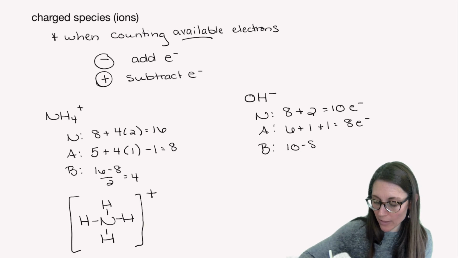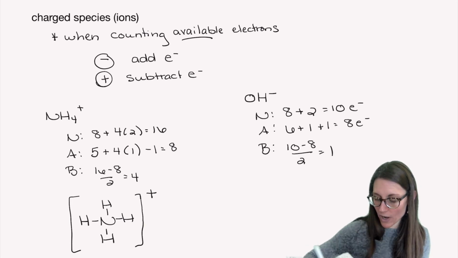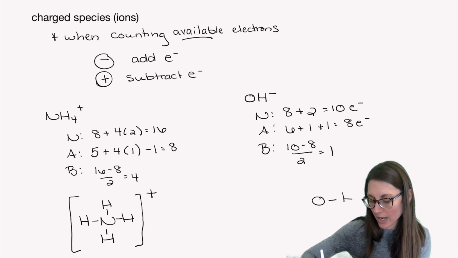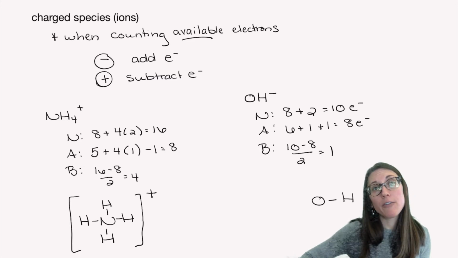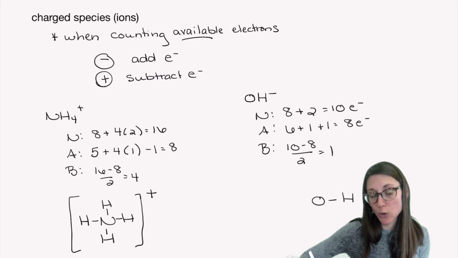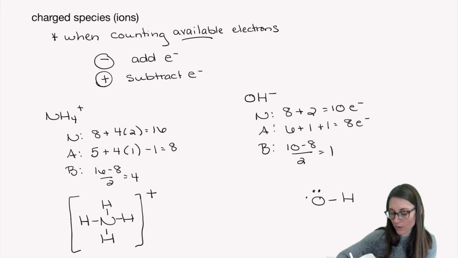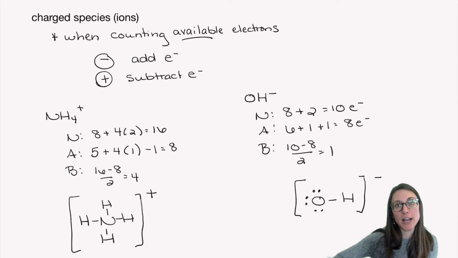And then when I look at my bonds, that means I need 1 bond. Oxygen to hydrogen, there's that 1 bond. Filling in the valence, hydrogen has its 2 from the bond. 3, 4, 5, 6, 7, 8 electrons now around oxygen, and I've used a total of 8 electrons, so my Lewis structure is good. All I need to do is put my square brackets around the outside.